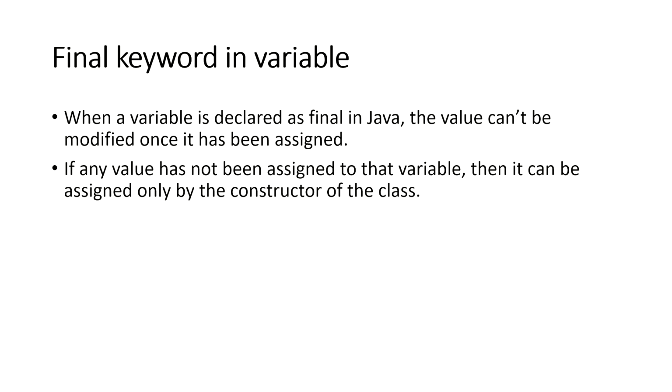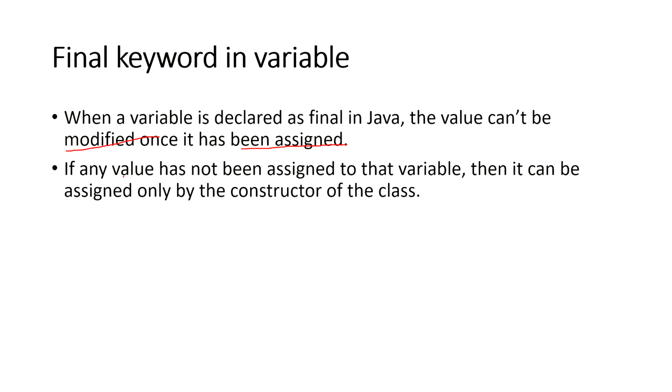So the very first thing, when we talk about a final variable. When we declare a variable as final, what does that word final mean? The final word here means that the value cannot be modified once it has been assigned. So it is like a final value.